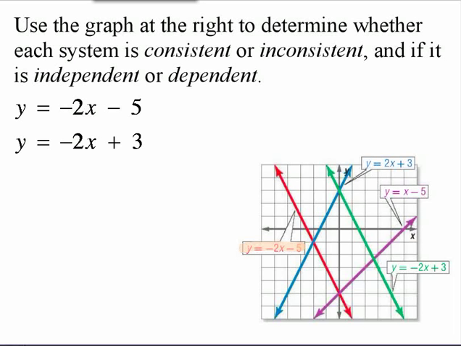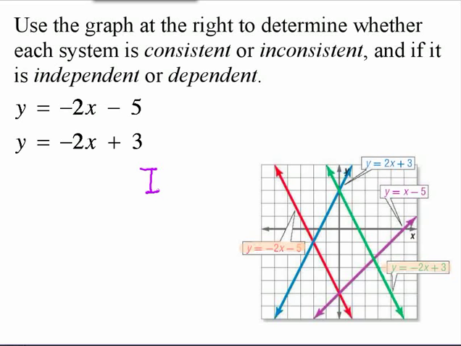Red. Negative 2x plus 3 is what? Blue. Green. So we're looking at the red and the green right here. What do you notice about the red and the green? Inconsistent. They're inconsistent. Very good. So inconsistent is that one because they are parallel. Okay.